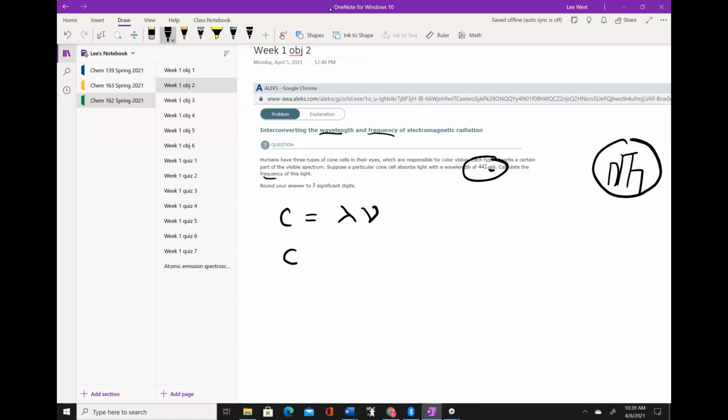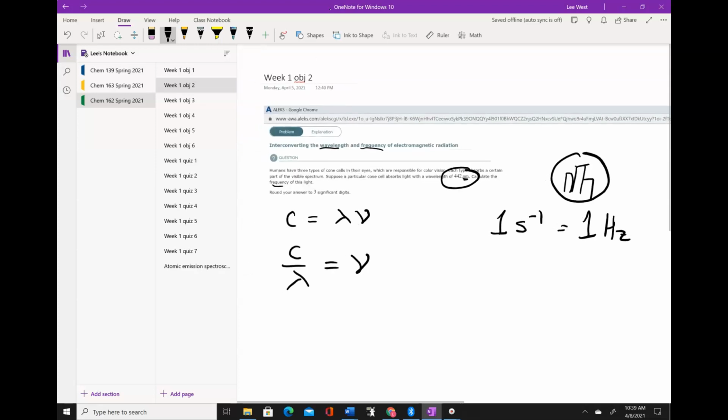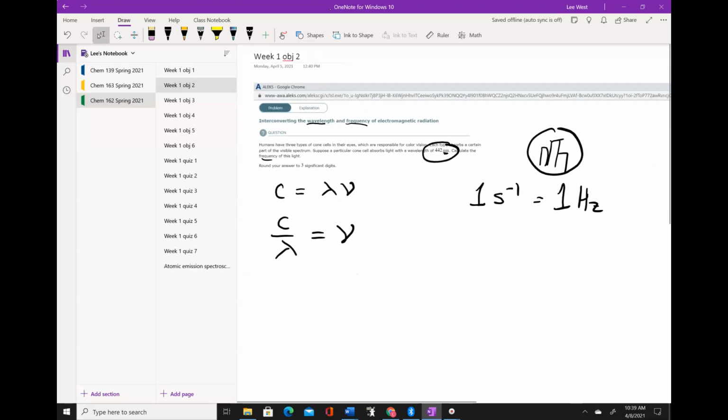So I just have to reorganize here. C on wavelength equals frequency. And now I'm just going to do the math. Now something about frequency is that the SI units for frequency are per second, or seconds to the -1, but it's important to realize that 1 wave per second is exactly the same as 1 hertz. So we can use hertz in place of per seconds if we want.